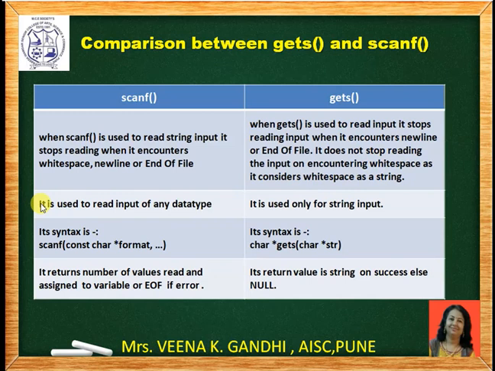The scanf function is used to read input data of any type: int, float, char, double, etc. The gets function is used only for string type of data. Syntax: scanf function with format specifiers and then address of argument 1 up to argument n. Here we pass the character array name to the gets function. The scanf function returns the number of values read and assigned to variables after success, or end of file if an error occurs. The gets function returns the string on success or null value.